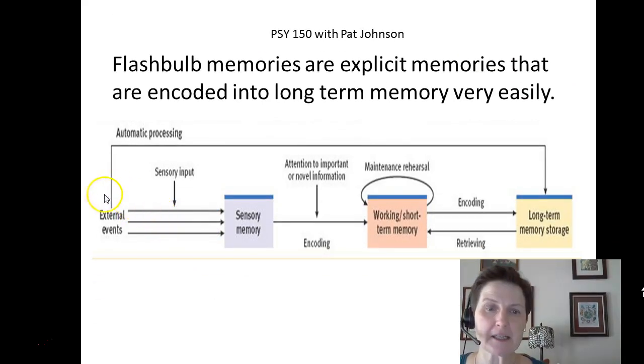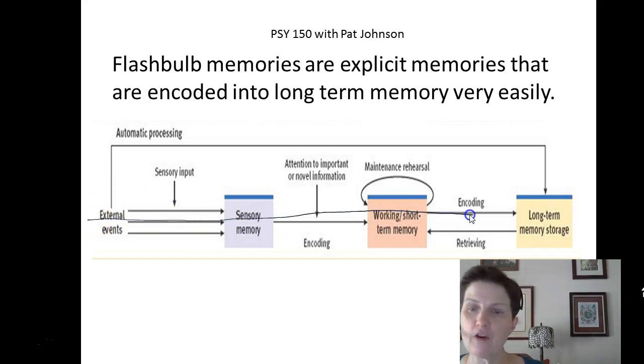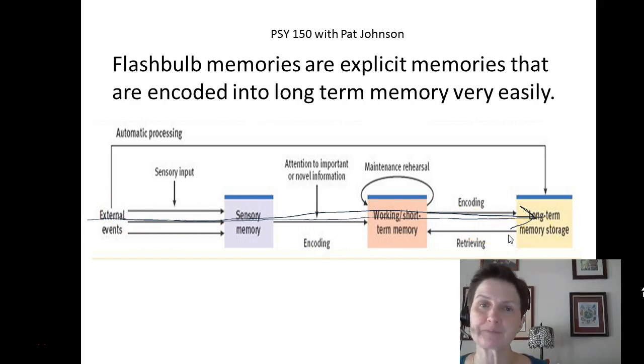And here's what flashbulb memory does, is it takes that event, and without much effort, you don't have to go back and forth and encode and retrieve and encode and retrieve. The adrenaline and the other stress hormones that are being given off during fight or flight take that situation and slam it right into long-term memory.